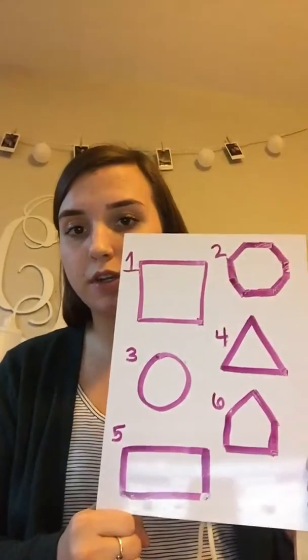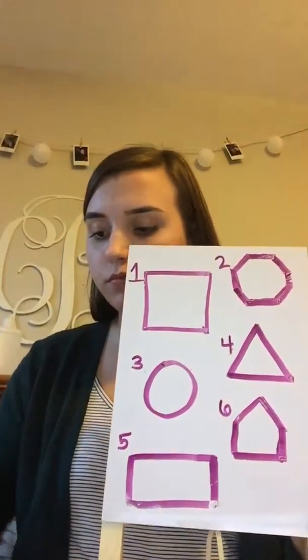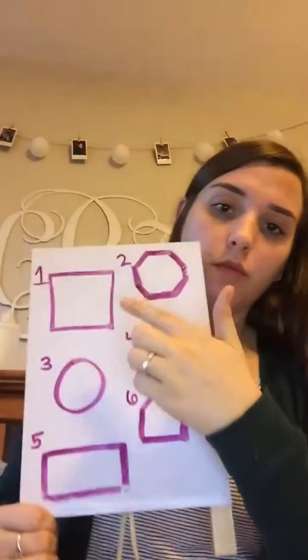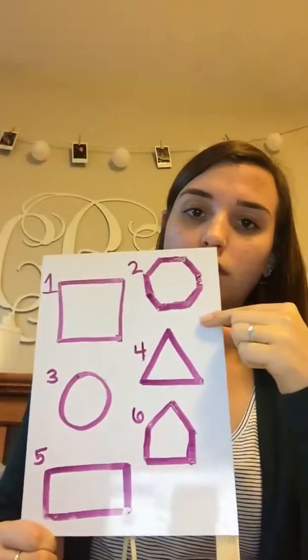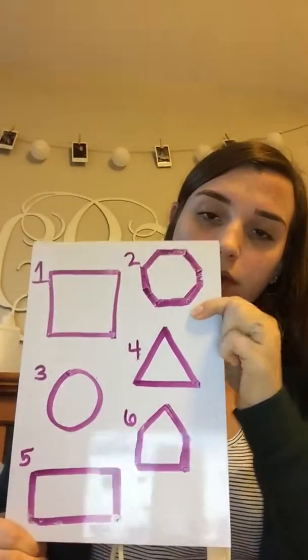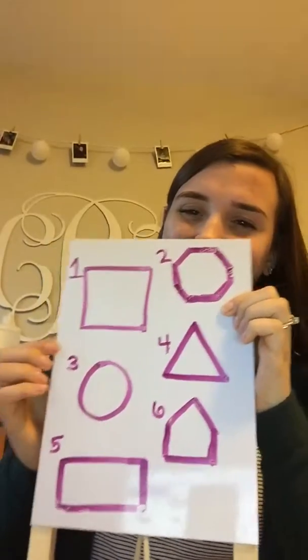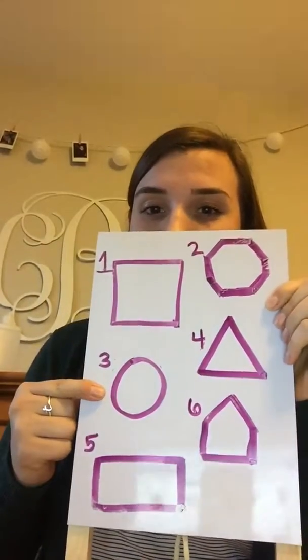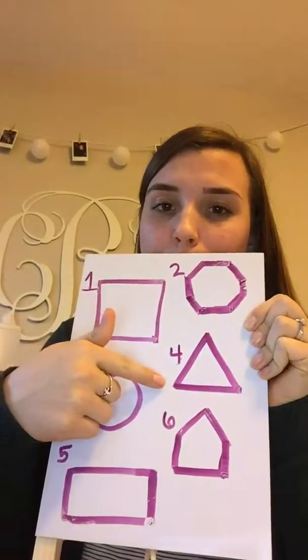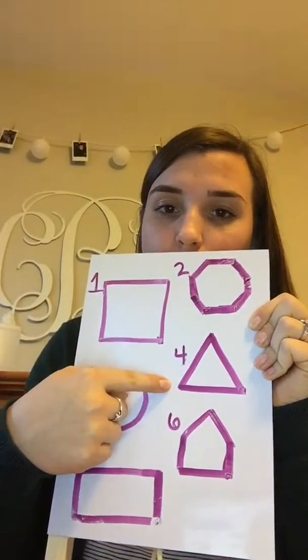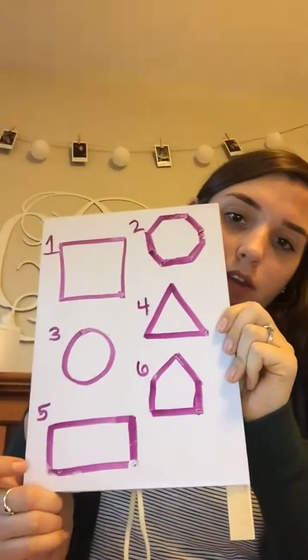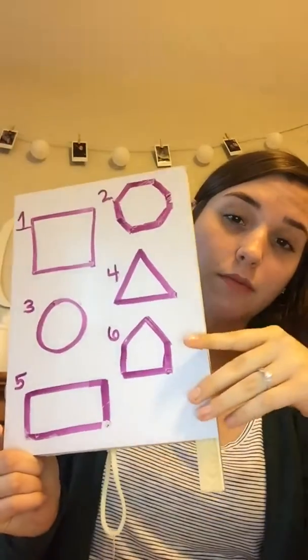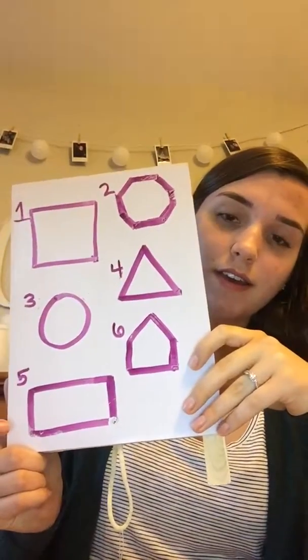Good morning, class. Let's go ahead and start today's lesson plan. Can anyone tell me the shapes that are listed on the board? Very good. Number 1 is a square. Number 2 is an octagon. Sorry. Number 3 is a circle. Very good. Number 4 is a triangle. Number 5 is a rectangle, and number 6 is a pentagon.